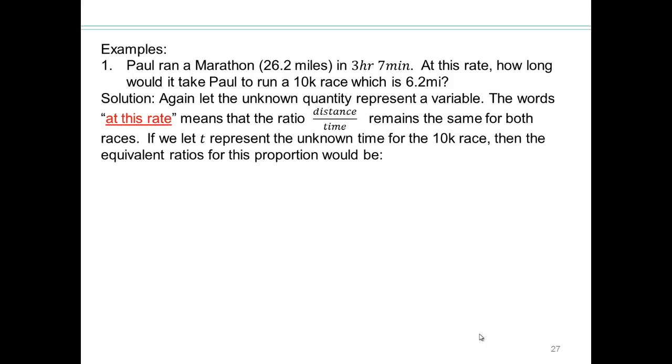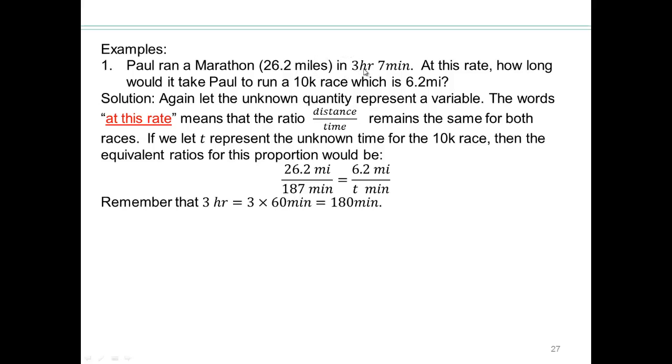Okay, so remember, when you are saying the rate, that means a distance over time ratio. So we're basically comparing two ratios. So Paul ran 26.2 miles in 187 minutes. Why 187 minutes? 3 hours is basically what? 3 times 60 minutes, right? 3 times 60 minutes is 180 minutes, plus 7 is 187 minutes. So 26.2 miles in 187 minutes, 6.2 miles, we don't know how long, so we'll have to call t our variable. t represents how long it will take him to run the 10K race.